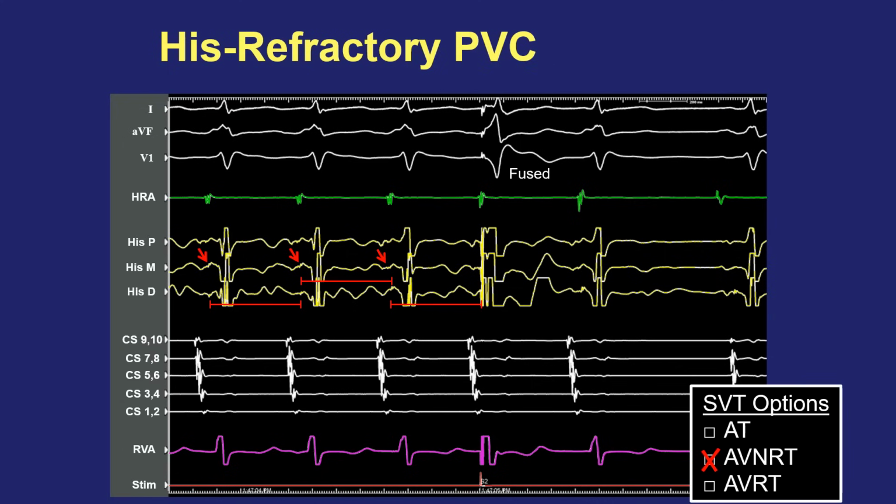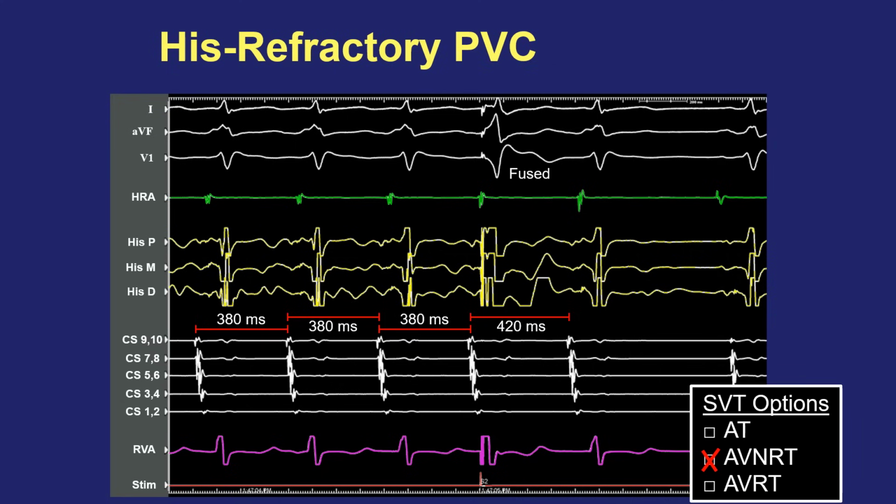But what about atrial tachycardia? Could it be possible that you had the coincidence of an accessory pathway that allowed you to impact the atrium in some way while the His bundle is refractory? Could this in fact be an atrial tachycardia that was terminated with this His-refractory PVC? Well, let's look at the intervals to answer that question. And I alluded to this before. The last atrial event before this tachycardia terminates is delayed. So that would be inconsistent with an atrial tachycardia.